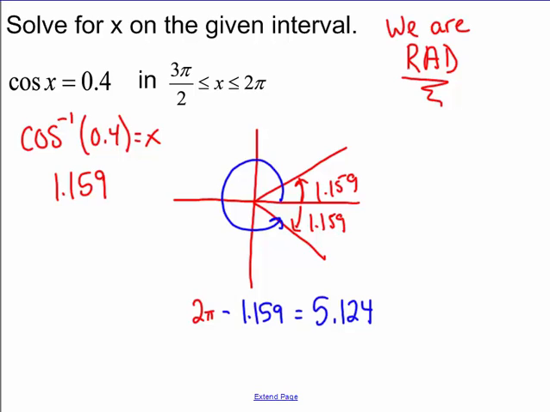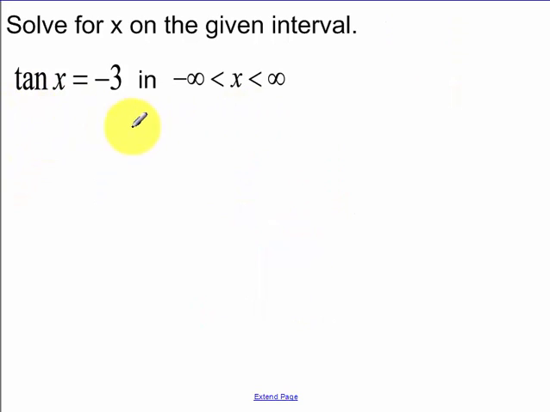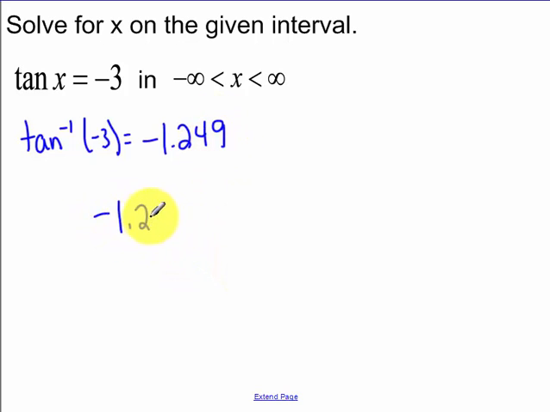That's if I have a restriction. On this next example, I don't have a restriction, so I do my inverse tangent of negative 3, and in my calculator I get negative 1.249. So that's my answer, plus all of my rotations.